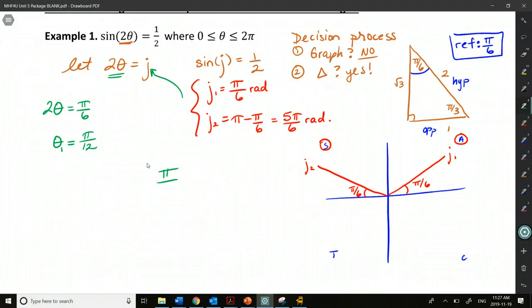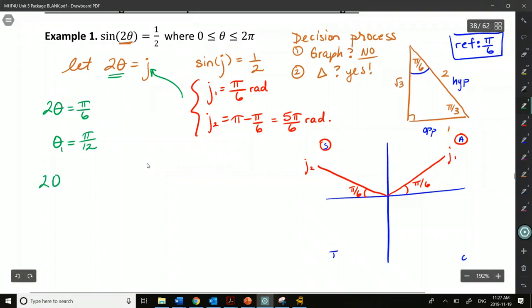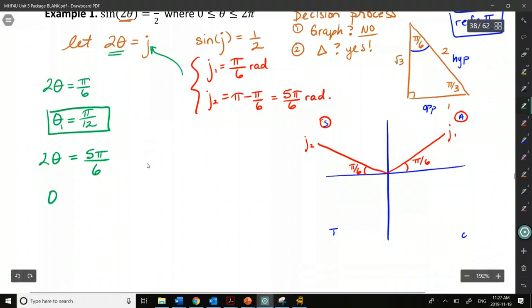So yeah, that's really what we're doing. Okay, so that's going to be my theta 1. I'm going to box that guy up. I also know that this 2 theta is equal to 5 pi over 6. So what is my second theta going to be equal to here? Alexandra? 5 pi over 12, you got it. And this is radians, so we'll just put rad next to that.